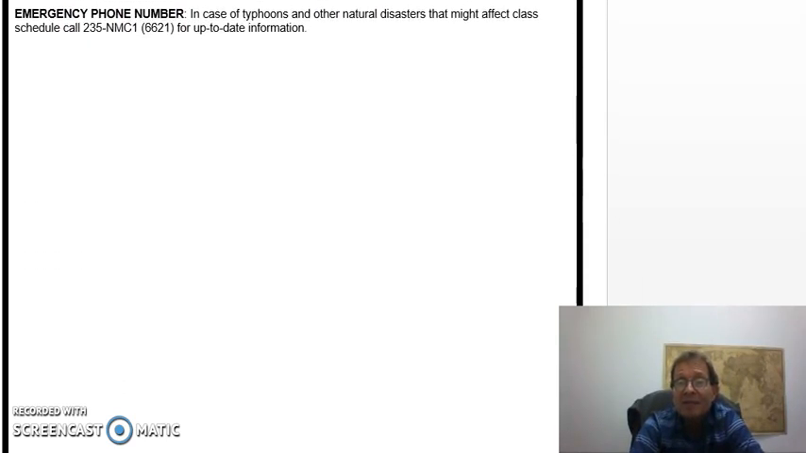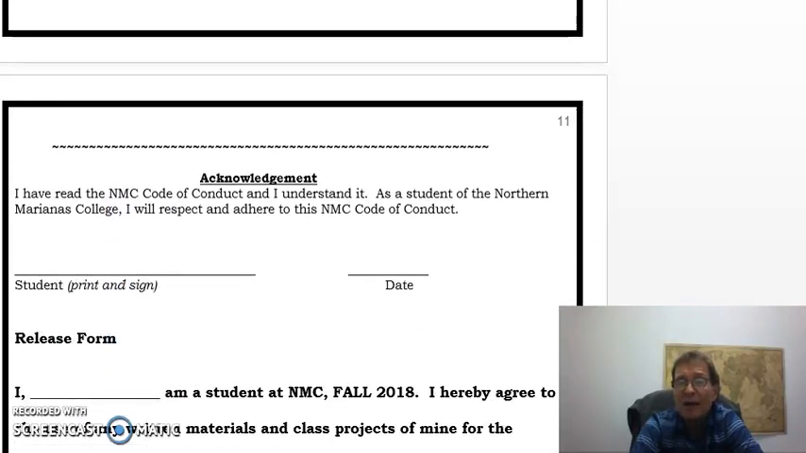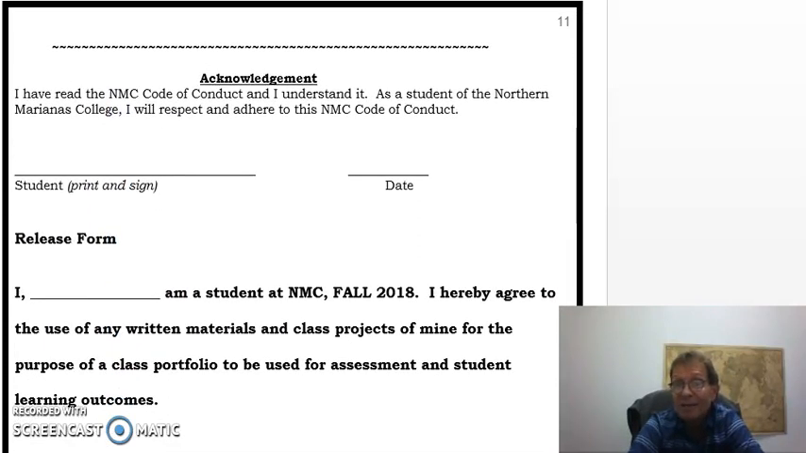And finally, this is a contract that you're supposed to sign. I guess you're going to have to try to get this signed and printed out and try to get it to me as soon as you can.